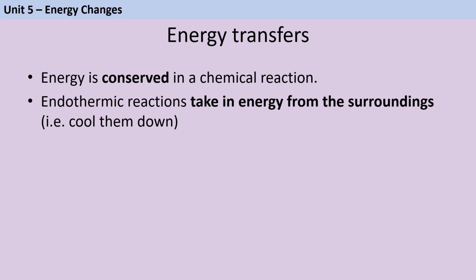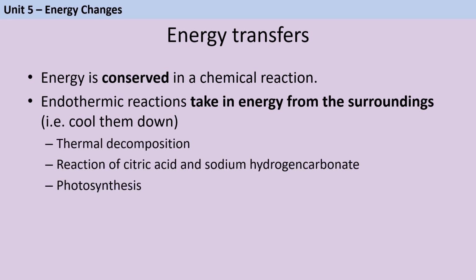The opposite of an exothermic reaction is an endothermic reaction, one that takes in energy from the surroundings and therefore in practical terms tends to cool them down. The two named examples of endothermic chemical reactions in the GCSE chemistry specification are thermal decomposition. So decomposition means breaking something down and thermal means using heat energy. So this could be something like heating up copper carbonate until it breaks apart to make copper oxide and carbon dioxide. And then also the reaction of citric acid and sodium hydrogen carbonate.